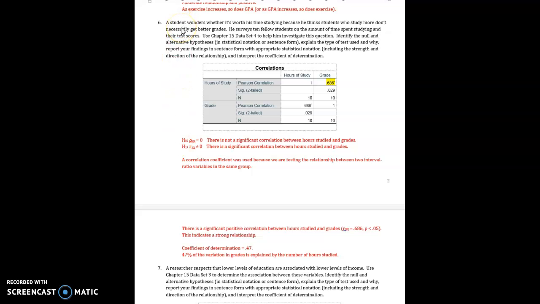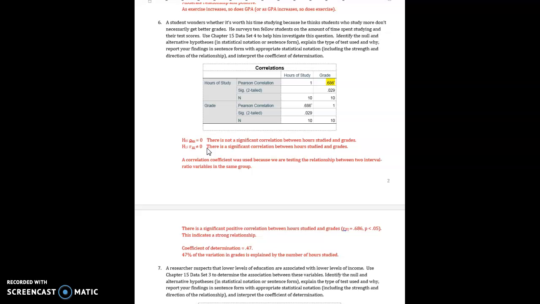So here it says a student wonders whether it's worth his time studying because he thinks students who study more don't necessarily get better grades. In other words, we don't know if he is suggesting that grades improve or they get worse. And so for that reason, our alternative hypothesis here is non-directional, right? We're saying that there is a correlation. The R value is something that is not zero, but we don't know if it's positive or negative. So here we say there is a significant correlation between hours studied and grades.